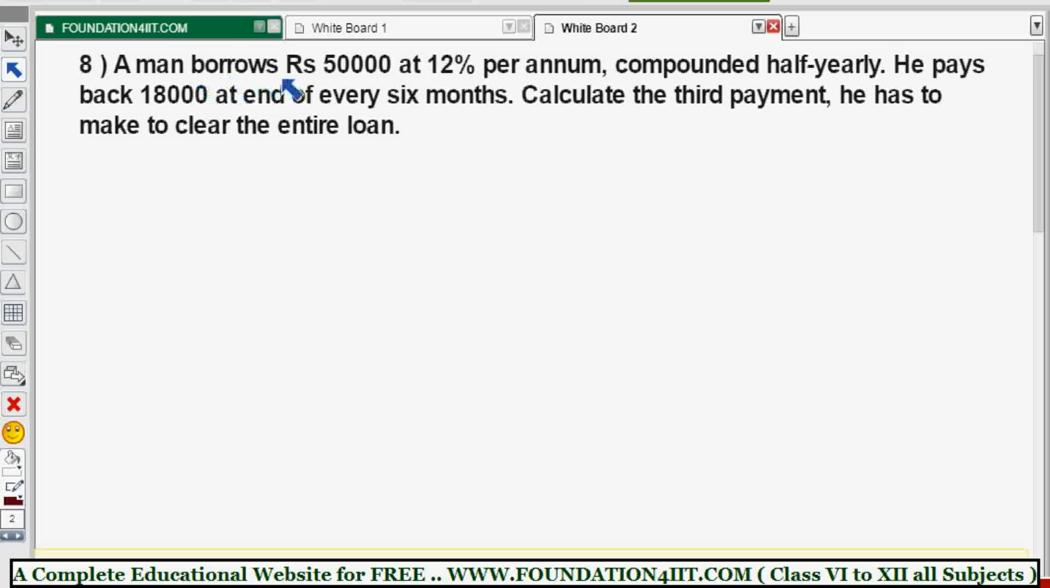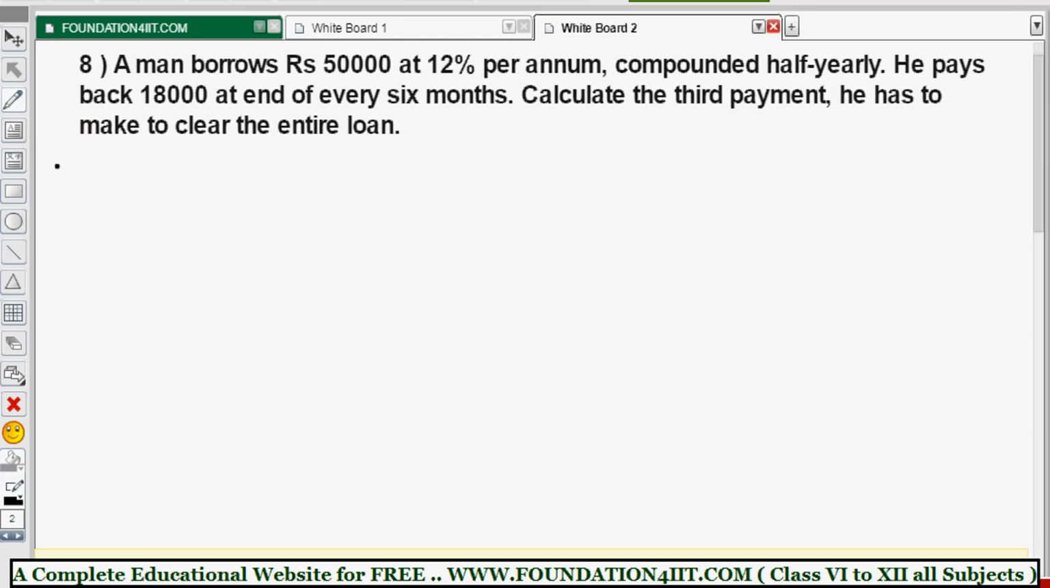A man borrows some amount, 50,000 at 12% per annum, compounded half yearly, but he pays back 18,000 at the end of every 6 months. Every 6 months he is paying back. Calculate the third payment he has to make to clear the entire loan. Okay. Third payment, 3 payments should be done.